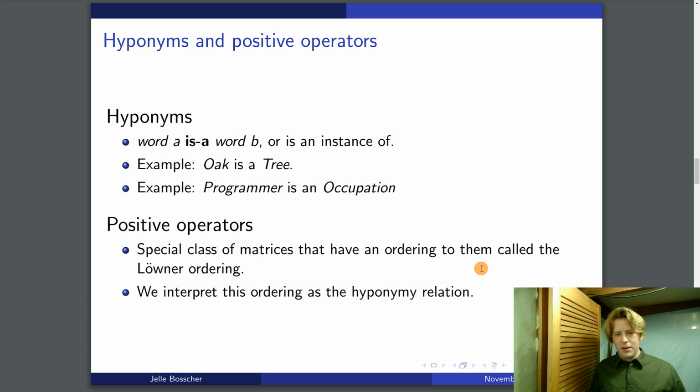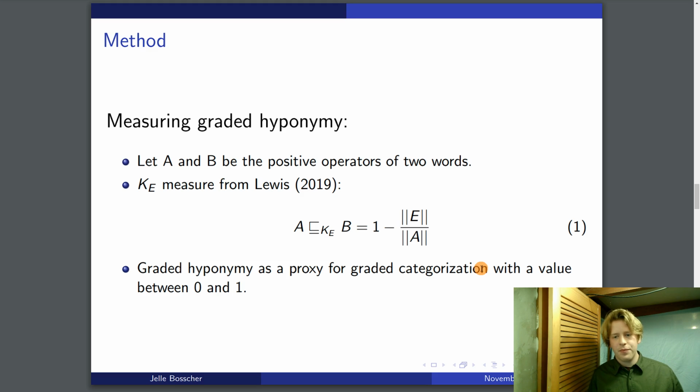But using these hyponyms and these positive operators, we can now define this measure. If we have two positive operators, A and B, of two words, we can use this measure called KE, which measures the graded hyponymy between two positive operators. It is a value between 0 and 1, sort of a graded categorization.